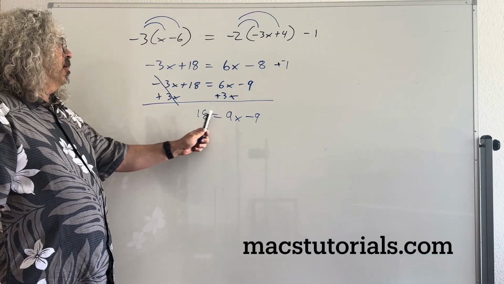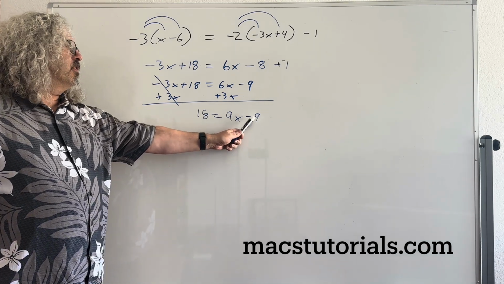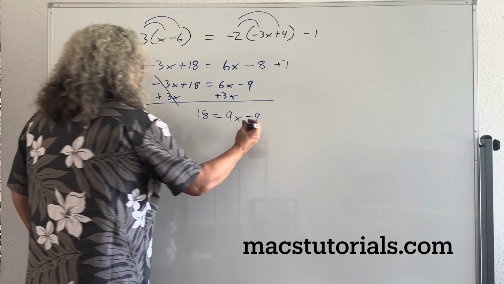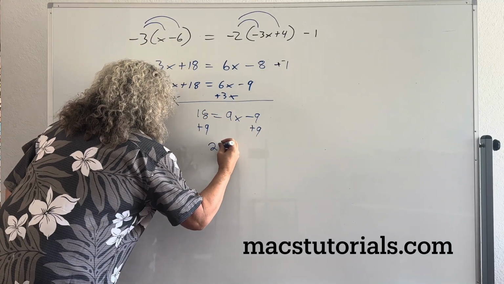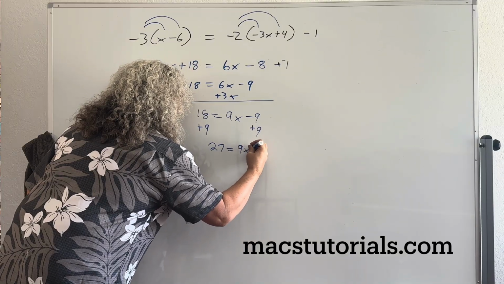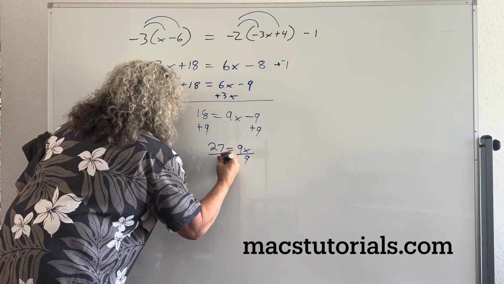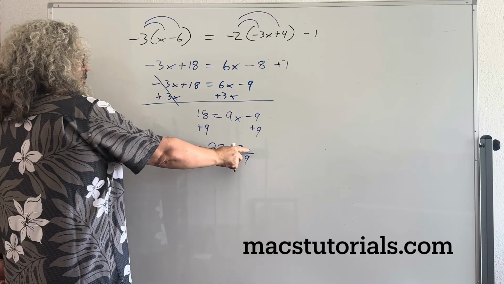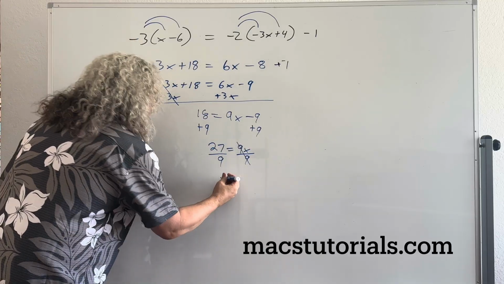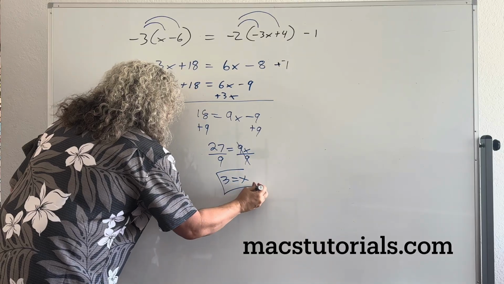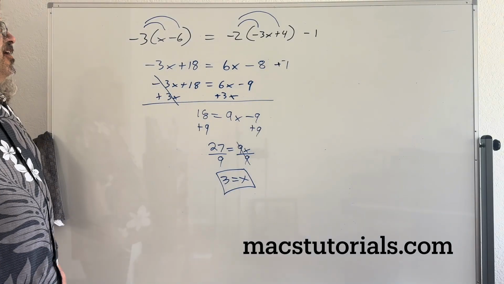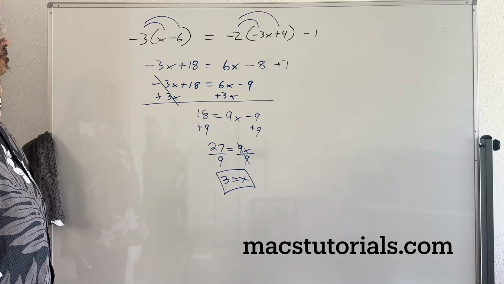Okay, I have a number, I have a letter, I have a number. So let's get the numbers on the correct side. I'm going to do that by going plus 9, and I'm going to get 27 equals 9x. I'm going to divide by 9, because I want to divide by whatever's in front of the x. I don't care that it's on the right. And I'm going to get 3 equals x, and I win. Okay? So that's how you do that problem right there.